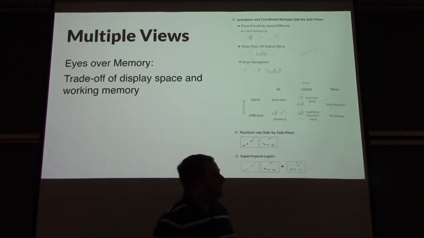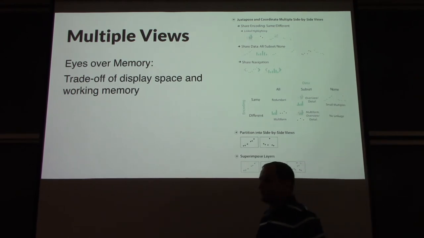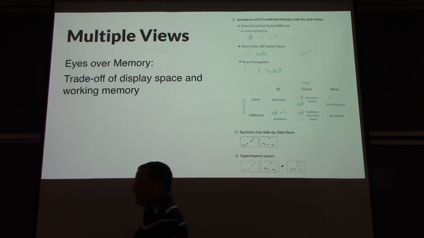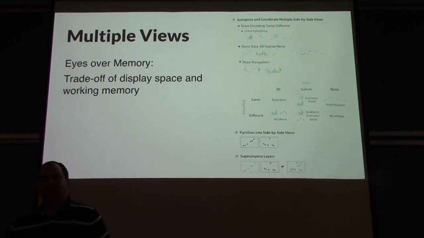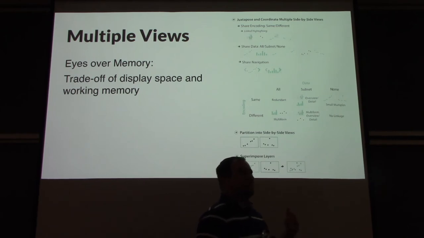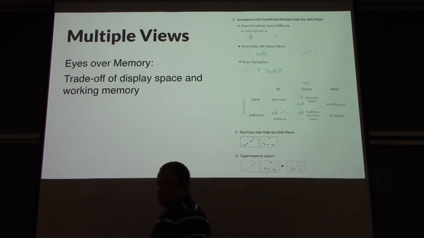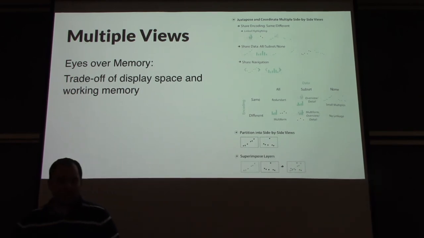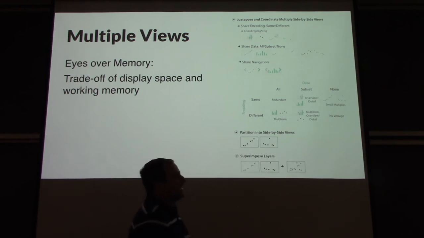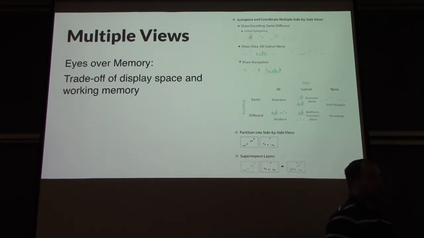Okay. So we talked a little bit about multiple views before. Remember this, what I already mentioned today, the fertility rate in Japan and the United States. We had first an animation, and then we had multiple views. Now we'll talk a little bit more formally about what it means to have multiple views. One point about multiple views is this principle of eyes over memory. We have a trade-off between display space and working memory.